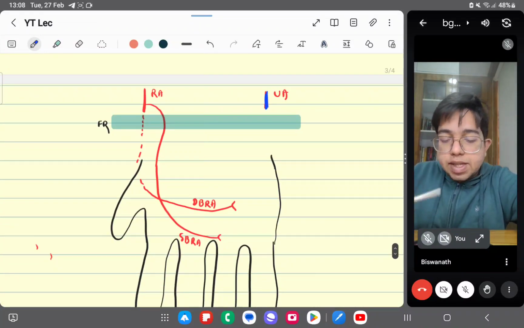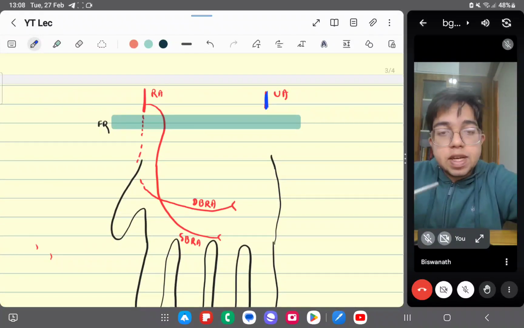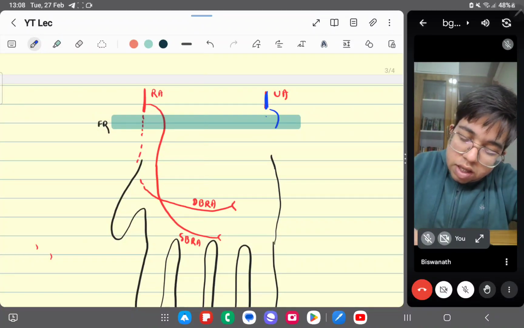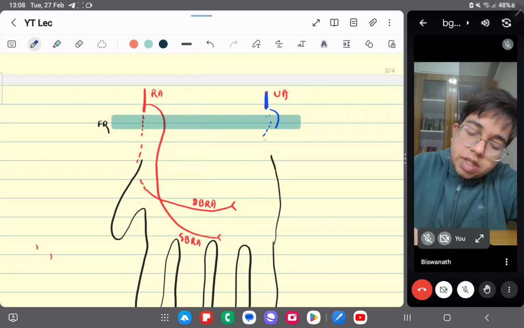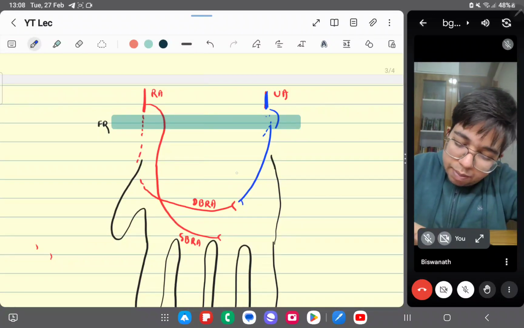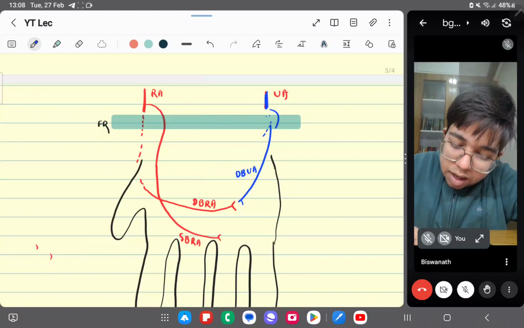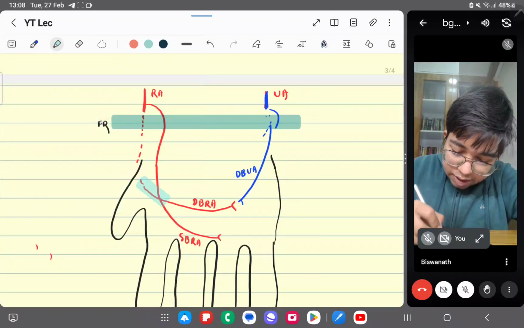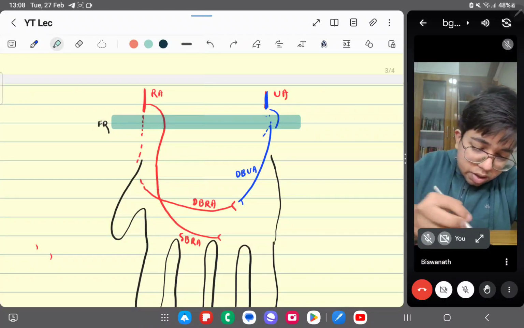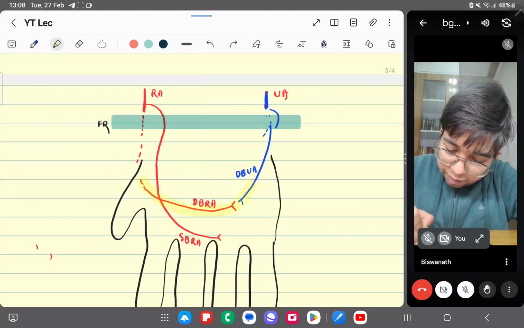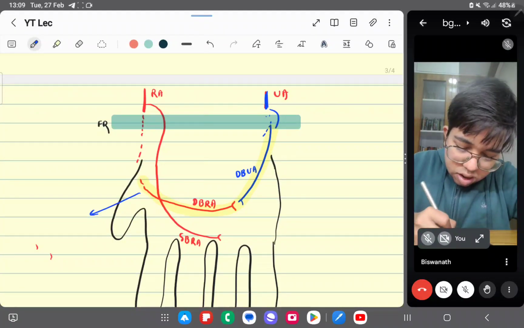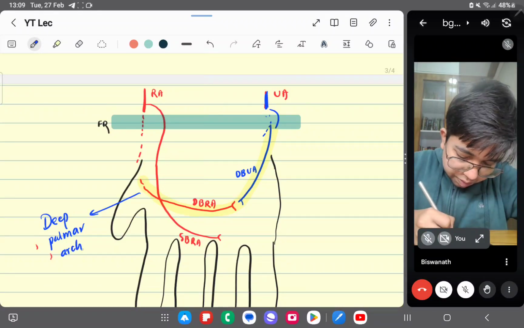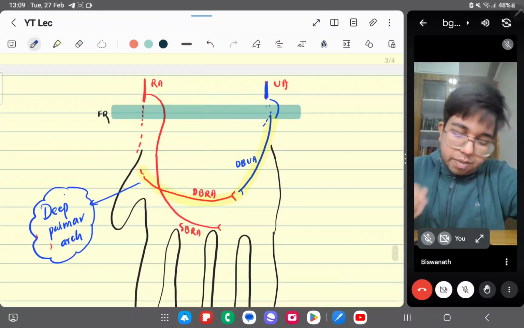and if it passes deep to the superficial slip of the flexor retinaculum, it will give a deep branch. Okay, here is the superficial slip. It passes deep to the superficial slip and gives the deep branch of the ulnar artery, which will fuse with the deep branch of the radial artery, and this will be forming the deep palmar arch.